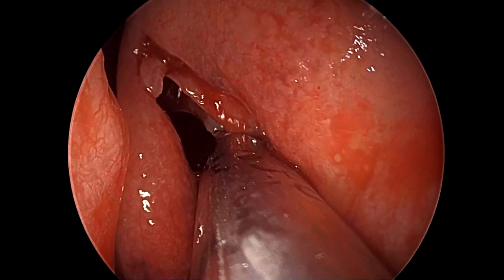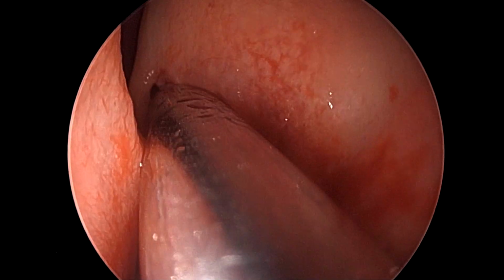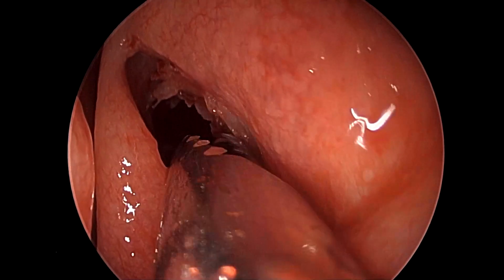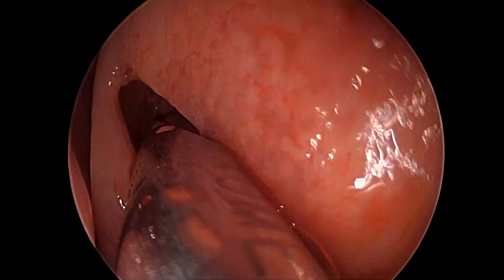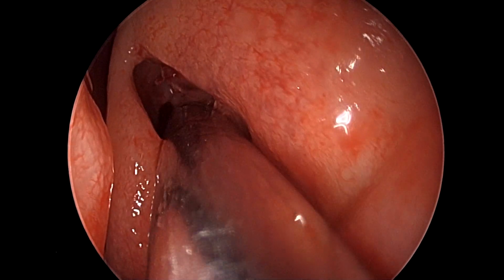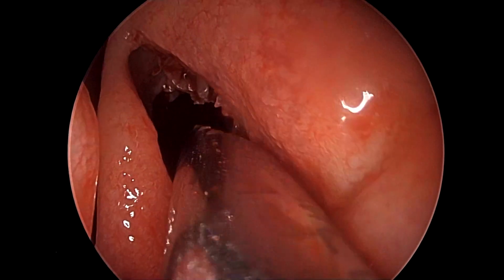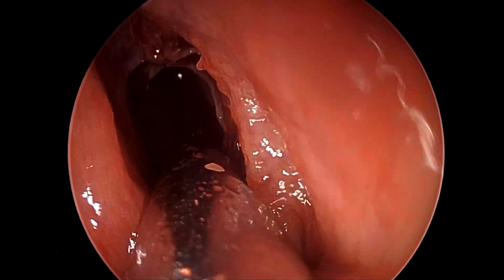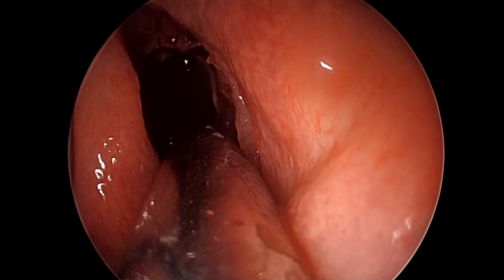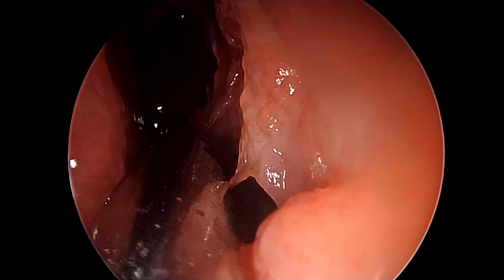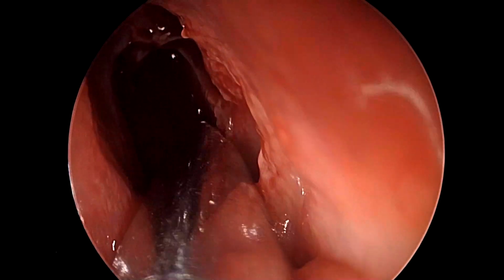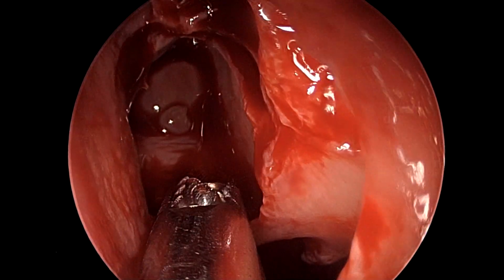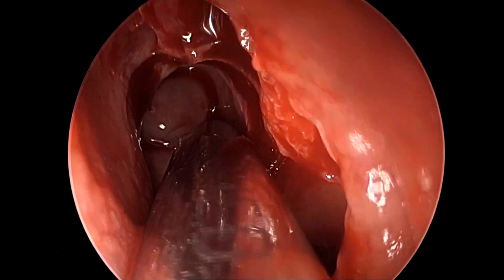So here we switch to our standard 0-degree microdebrider shaver blade to remove the excess mucosa on the lateral nasal wall and the anterior ethmoids. One must be cautious here because the shaver is a very powerful tool with a powerful suction, and in a situation when you have a meningocele right up front, it must be used with caution and with the blade always under vision, so that we do not inadvertently puncture the meningocele.